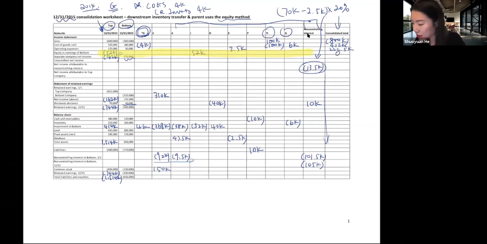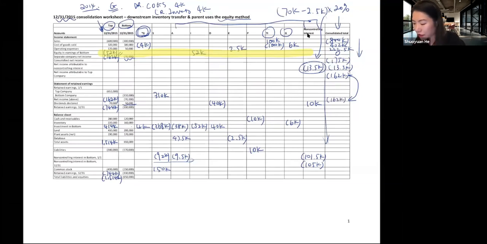And then your consolidated net income, if you add up everything, that will give you 175,000. So this 175,000, out of this 13.5 thousand belongs to non-controlling interest, which means the controlling interest is allocated 162,000. And this is carried over to your statement of retained earning.